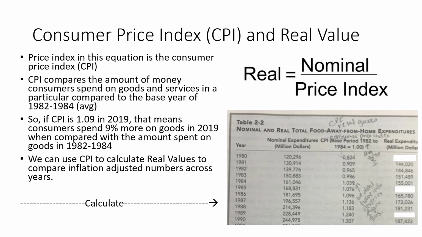The consumer price index is an index value that we utilize to calculate the real value. So in order to calculate the real value so that we can compare money across a wide range of years, we take the nominal value and we divide it by the consumer price index, okay?